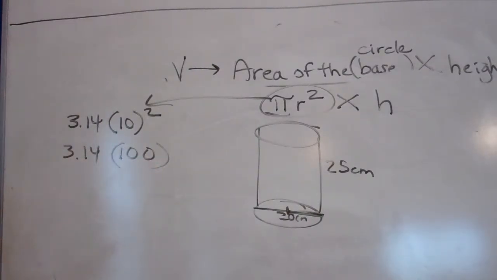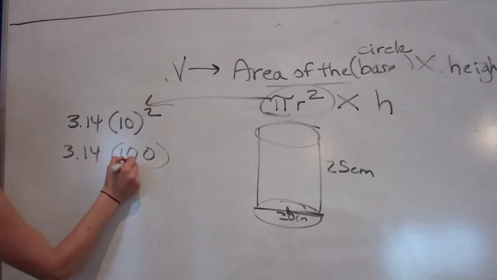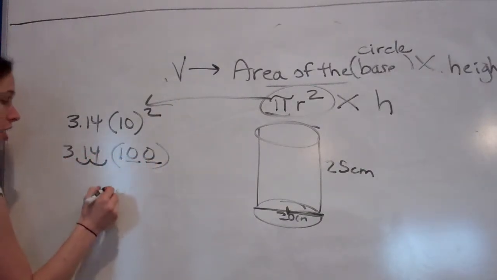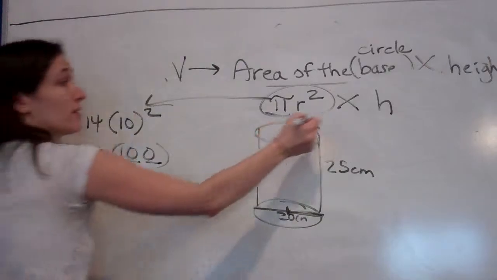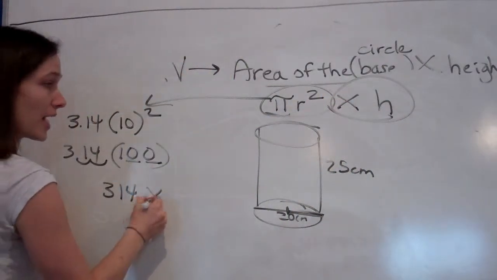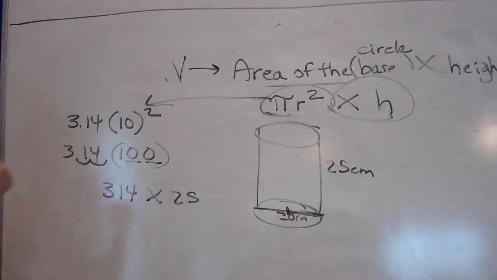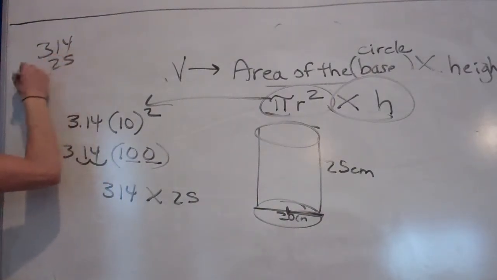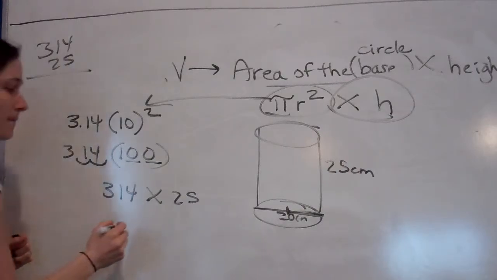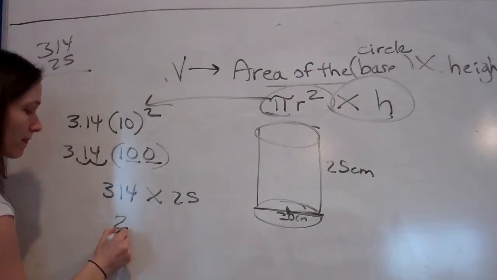And who knows the easiest way to multiply by 100? Move your decimal 2 spaces to the right. Very good. So it's going to be 314, then we still have the height, times 25. And once we do that, anybody know the answer so far? Yes, tell me. It's 2,500.